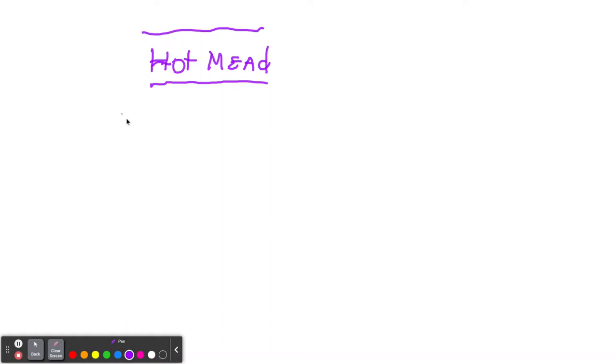So let's say we want to know the temperature, T. And let's say the initial temperature of this hot mead when it came out of the oven was 180 degrees. And we'll just say Fahrenheit. And we want to find the temperature in Fahrenheit. And of course, it could be in Celsius. Doesn't matter.